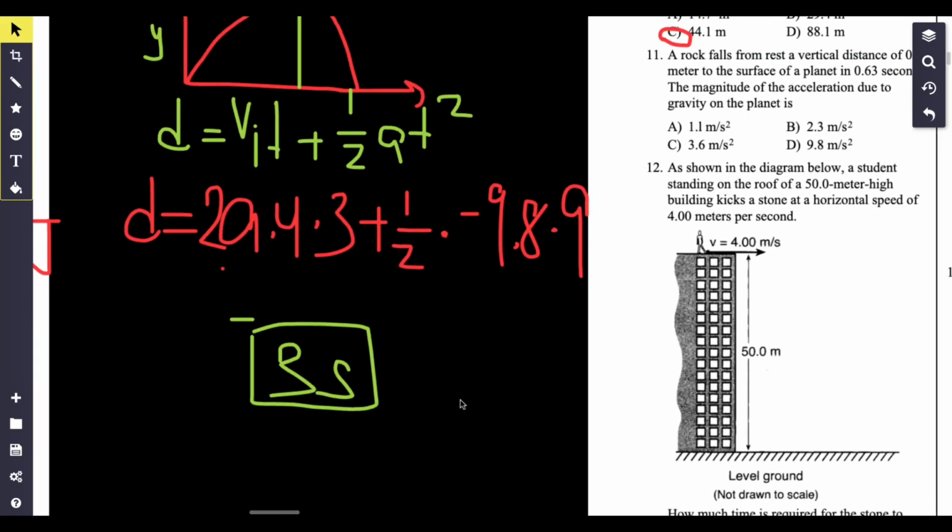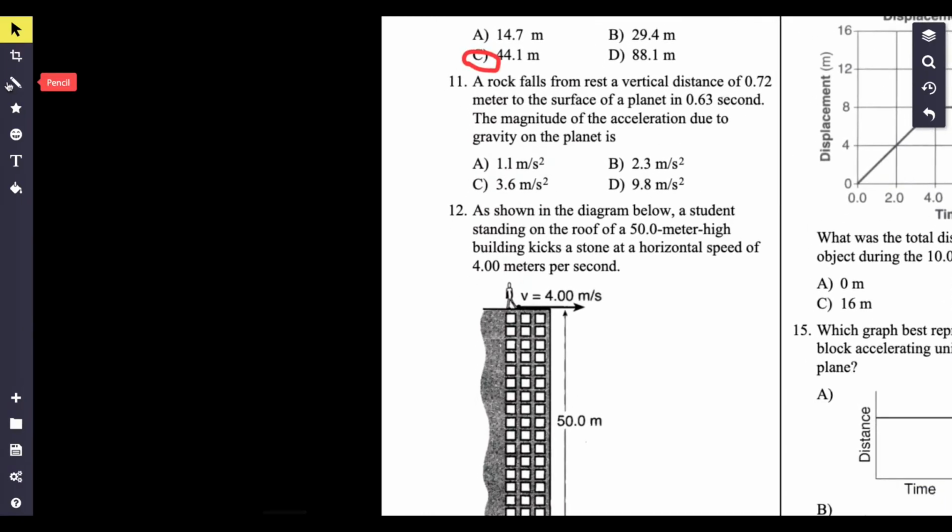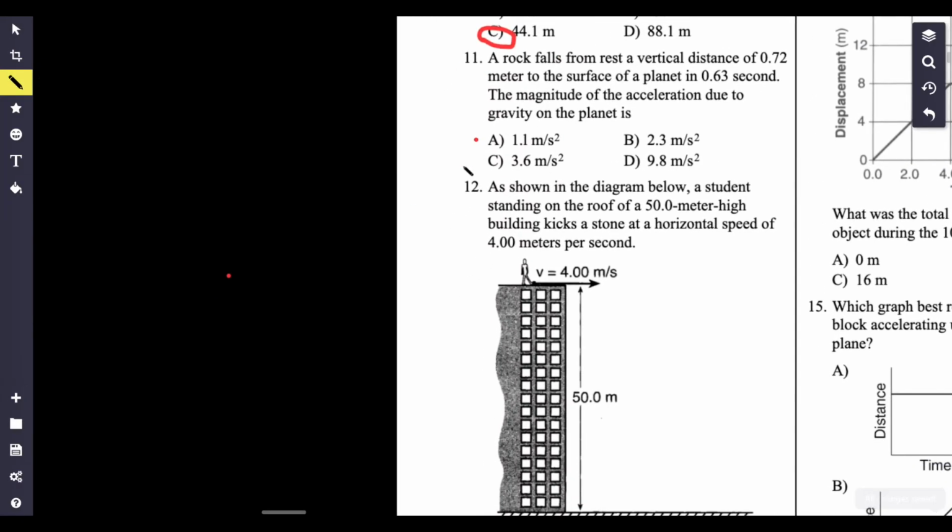A rock falls from rest at a vertical distance of 0.72 meter to the surface of a planet in 0.6 seconds. So from rest, a vertical distance of this in this many seconds, and we want to find out the acceleration due to gravity on this planet. So how do we do this one? We're given some sort of distance, acceleration from rest, so initial velocity, and we want to find out acceleration.